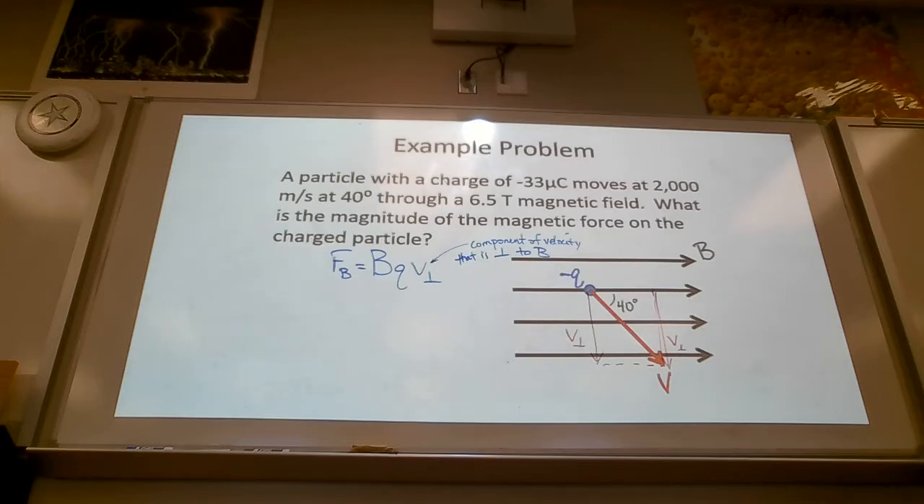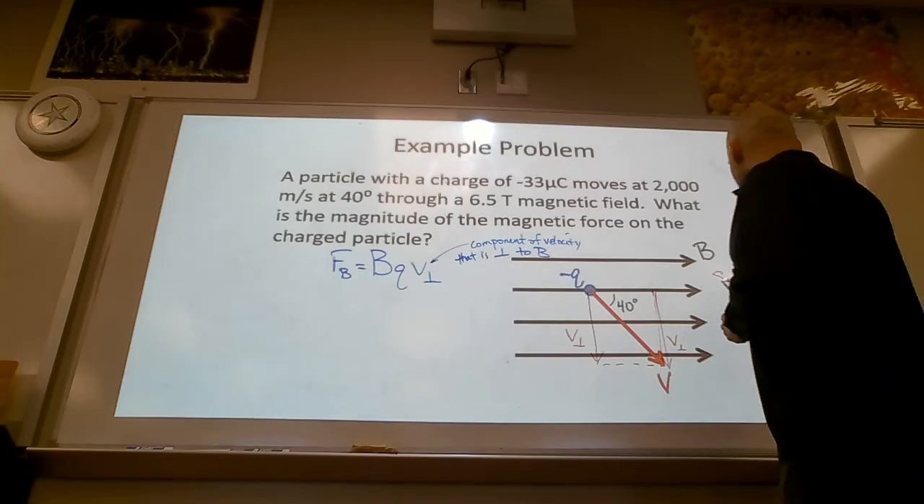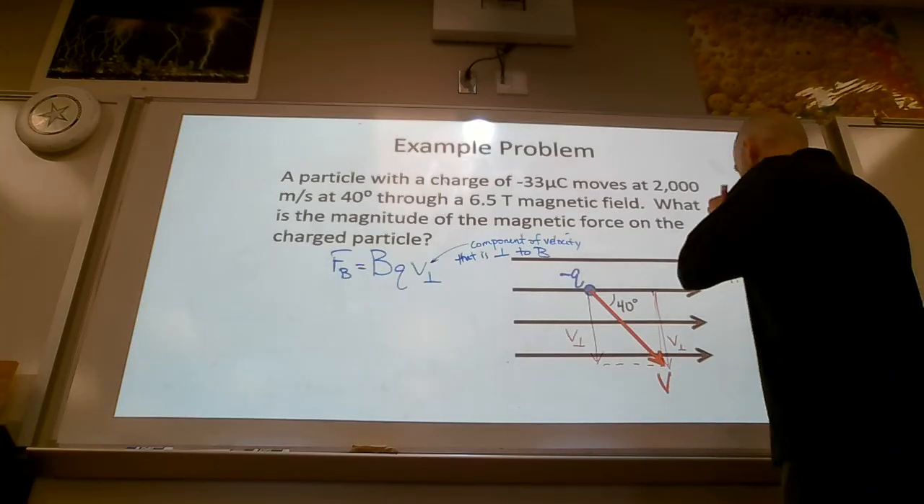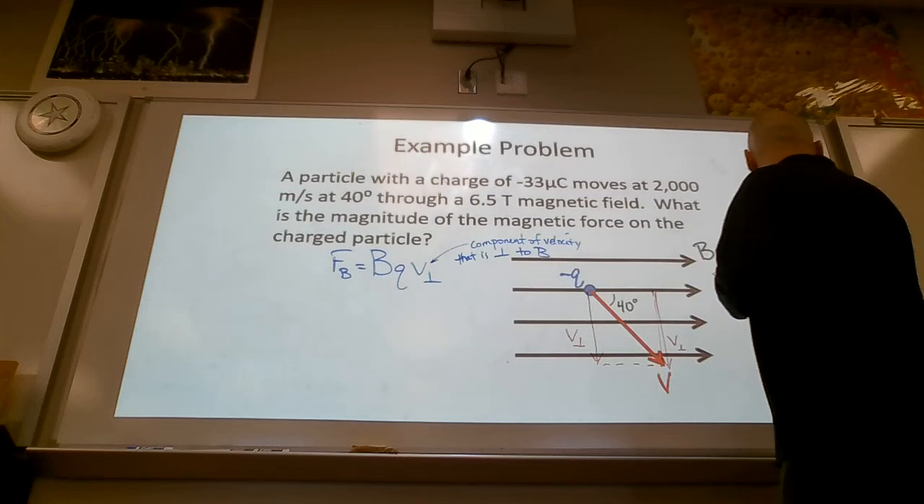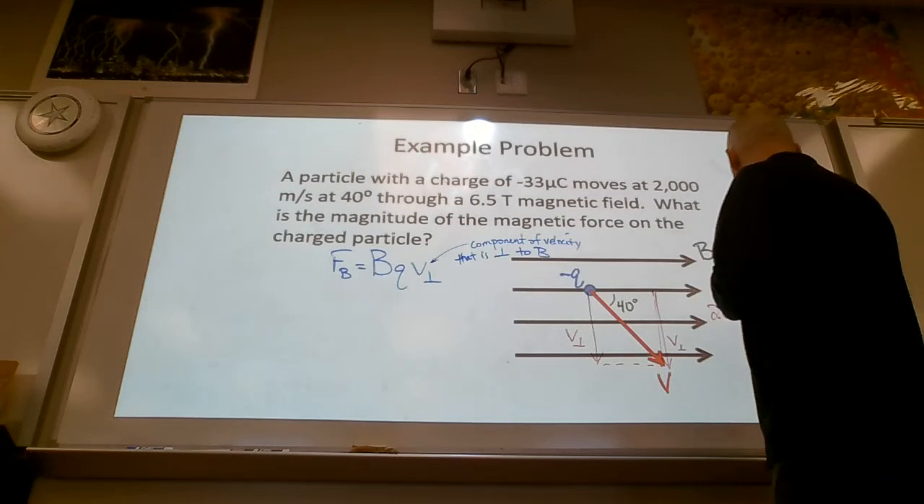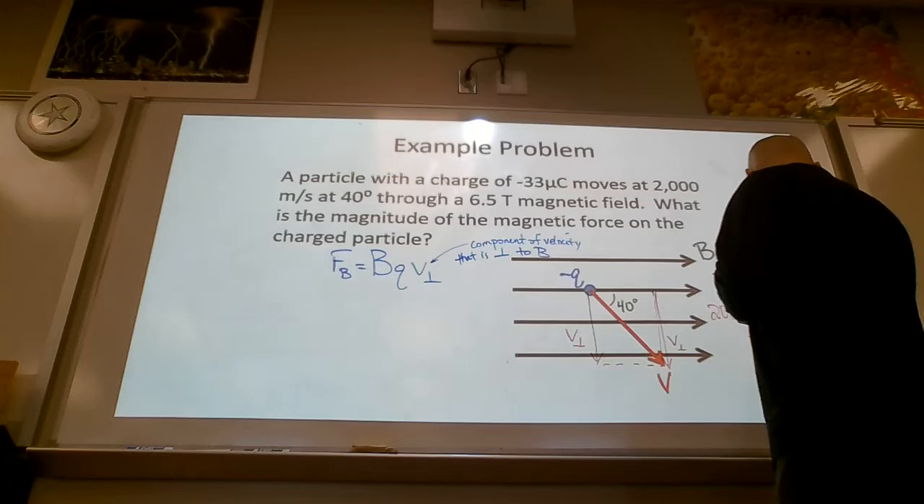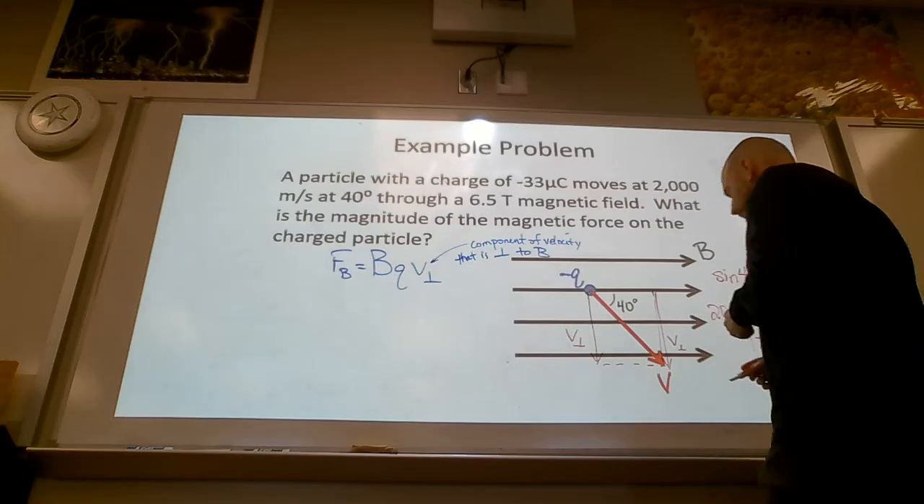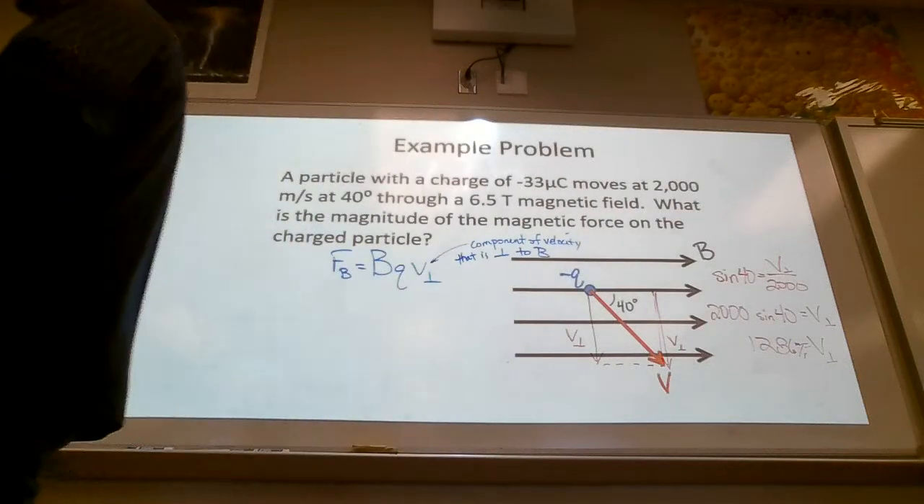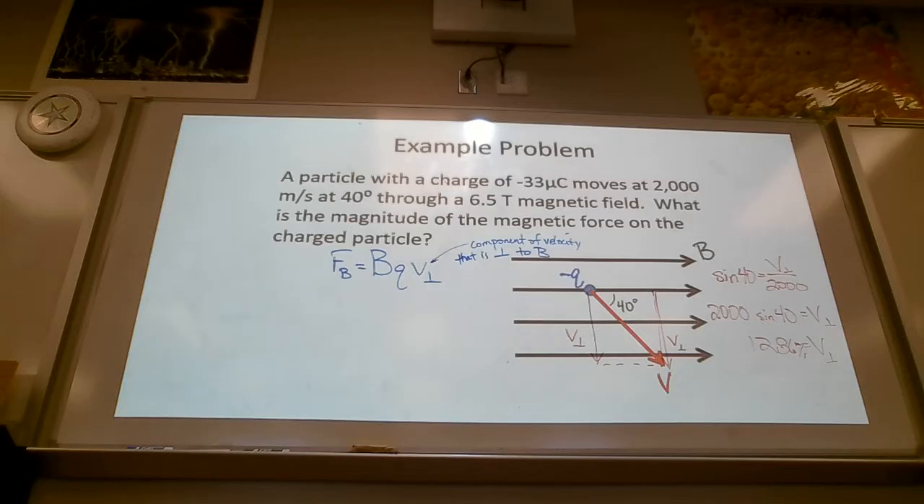Okay with that? It's been a while since we've done trig, this class. Okay, so I'm going to go sine of 40 is equal to velocity perpendicular over 2,000. Or I could write it as 2,000 times sine of 40 equals velocity perpendicular. Based on what I did last class, it's 1286. 1,286 meters a second.